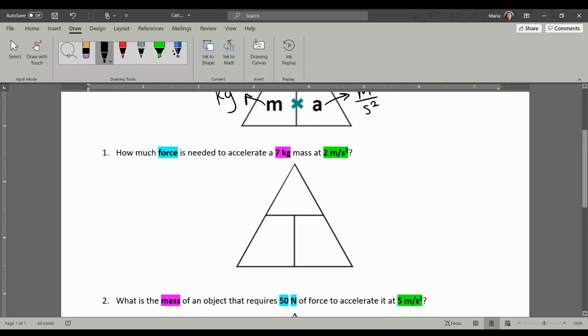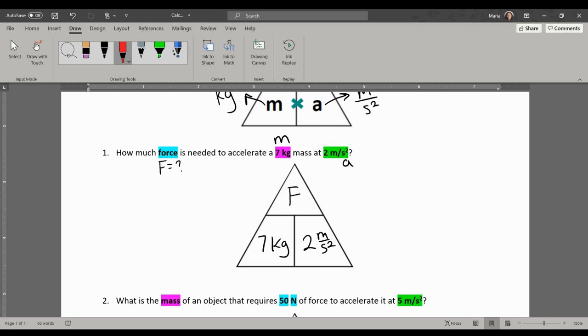The first question says how much force is needed to accelerate a 7 kilogram mass at 2 meters per second squared. Force is what I'm solving for. 7 kilograms is my mass, and 2 meters per second is my acceleration. Once I know that, I can start putting things into my triangle. Force is always at the top. I have mass is 7 kilograms, and acceleration is 2 meters per second squared.